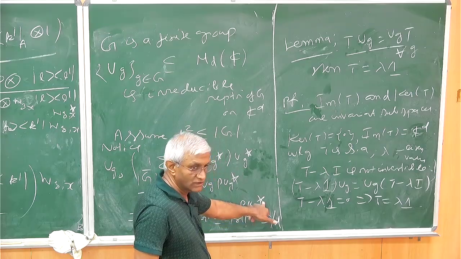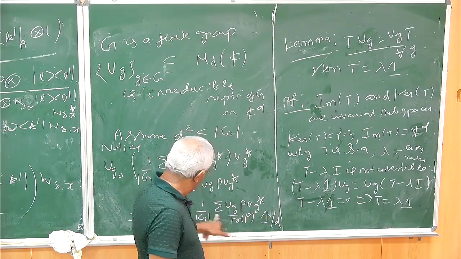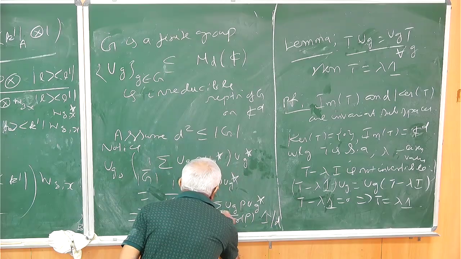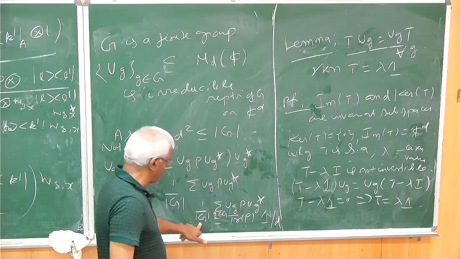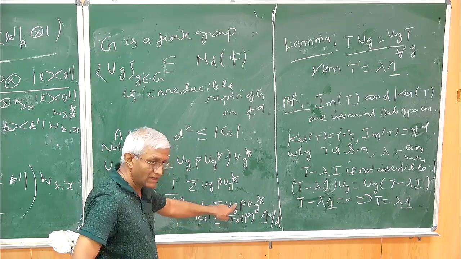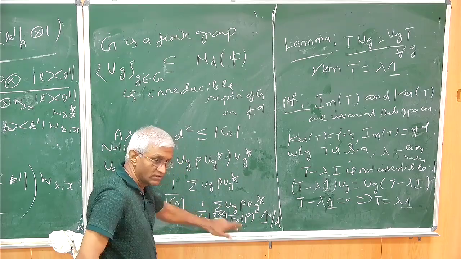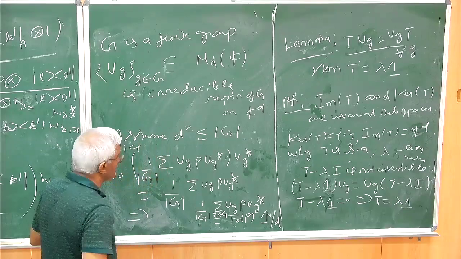You can take U_g star there. This will be trace rho, and you are dividing by the number of elements in G. So the whole thing will have trace 1. So this should also have trace 1. So this summation has to be equal to this. Okay.